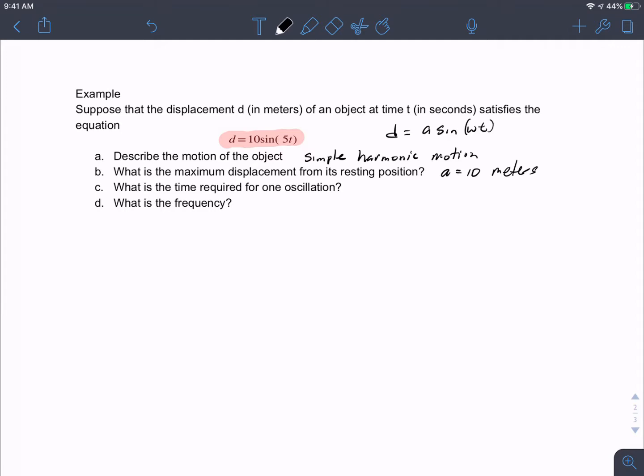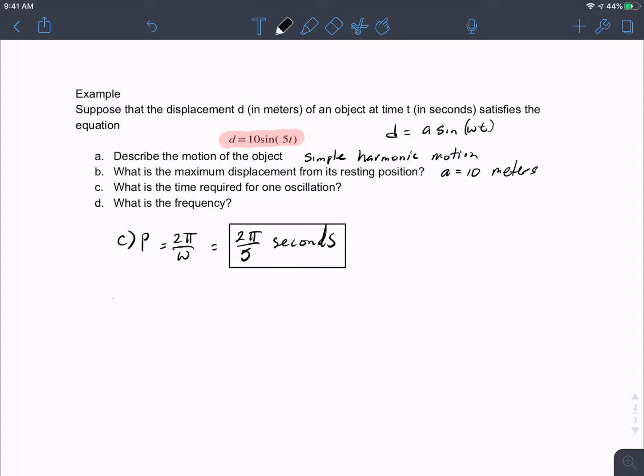Okay. Then it says, what is the time required for one oscillation? And so this is important that we know. We need to remember that for C, 2 pi over omega is the period, and the period is what measures one oscillation. So what information do we have? We have 2 pi over our omega, which is 5, and so this is how many seconds it will take for part C. So this is the answer to part C.